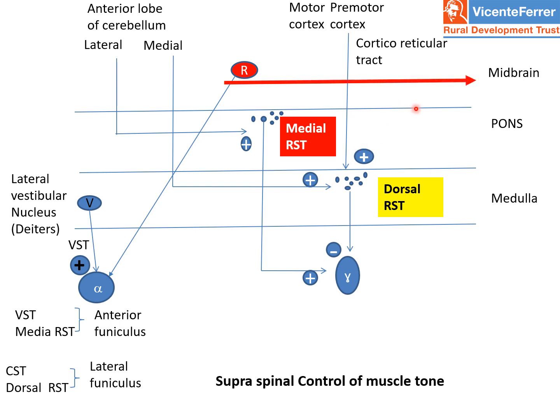So in decerebrate posturing, we are losing the effect of both the corticoreticular tract and the rubrospinal tract. So the net intrinsic facilitatory activity of the medial reticulospinal tract will have increased stimulation of the gamma motor neurons and result in increased tone.